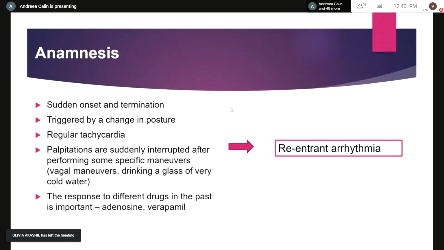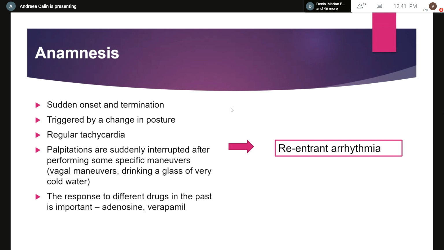If the arrhythmia has a sudden onset and termination, if it's triggered by a change in the patient's posture, if the tachycardia seems to be regular and the patient can feel it as a regular, rapid rhythm, and if the palpitations are suddenly interrupted after performing some specific maneuvers, like vagal maneuvers, or drinking a glass of very cold water, this points to a re-entrant arrhythmia.